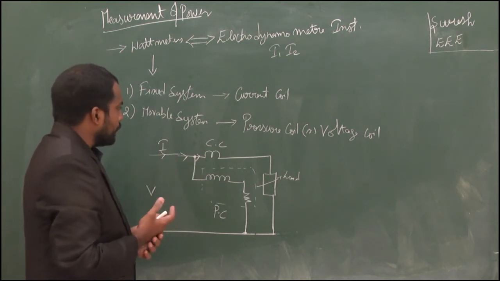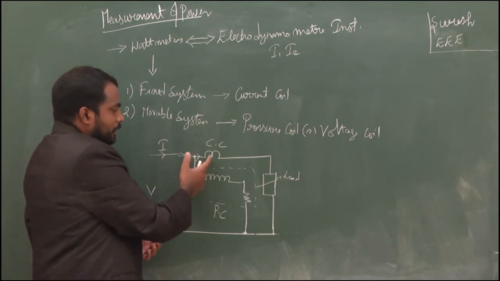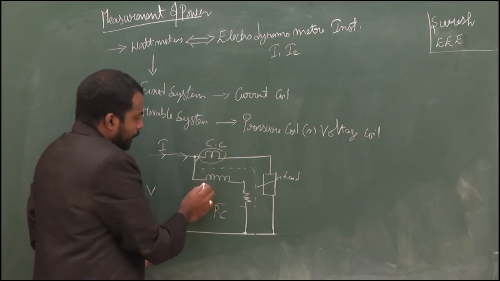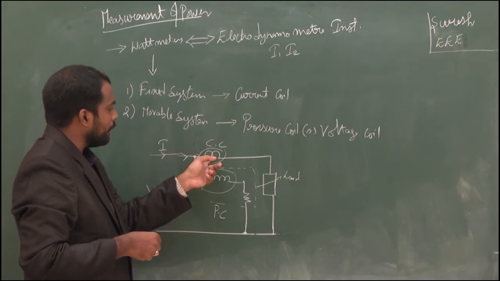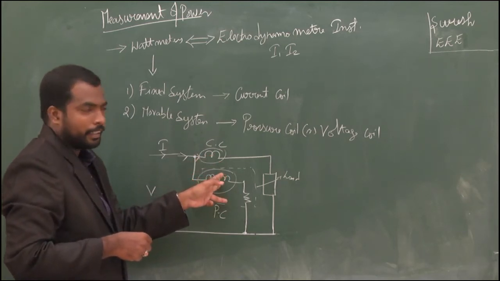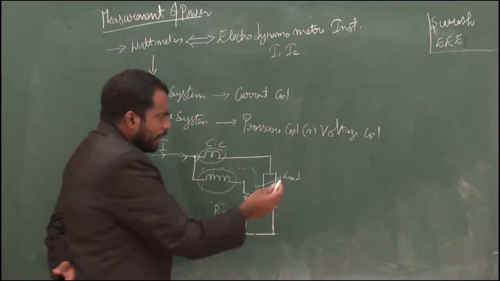Now in the diagram you can see clearly that the current coil is shown like this, whereas the pressure coil is shown like this. There is a reason for showing the current coil like this and the pressure coil like this. So let us see how.